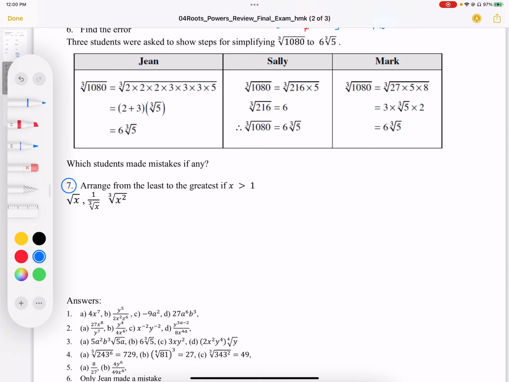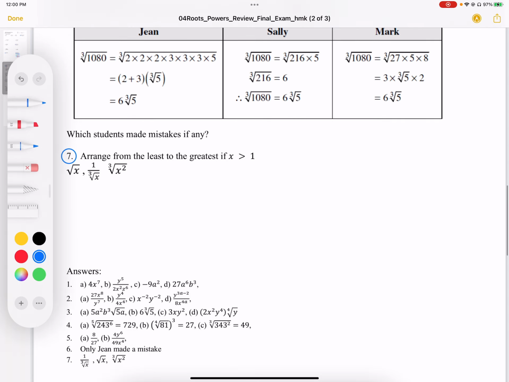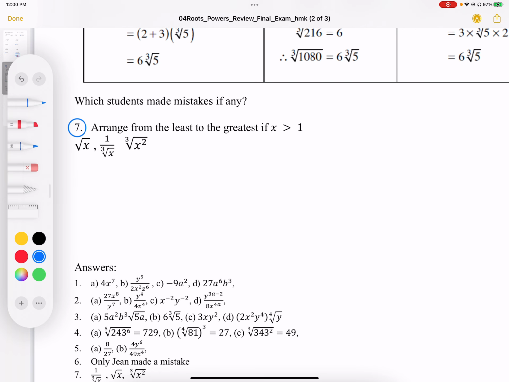So range from number 7 says a range from least to greatest is x is greater than 1. So any number greater than 1, so let's take an example here, 2, that number is going to get smaller as we root it. Okay, so what ends up happening then is if we have any roots, it gets smaller. Any powers bigger than 1, it gets bigger. So the boundary is the power 1. So we want to compare everything to power 1.